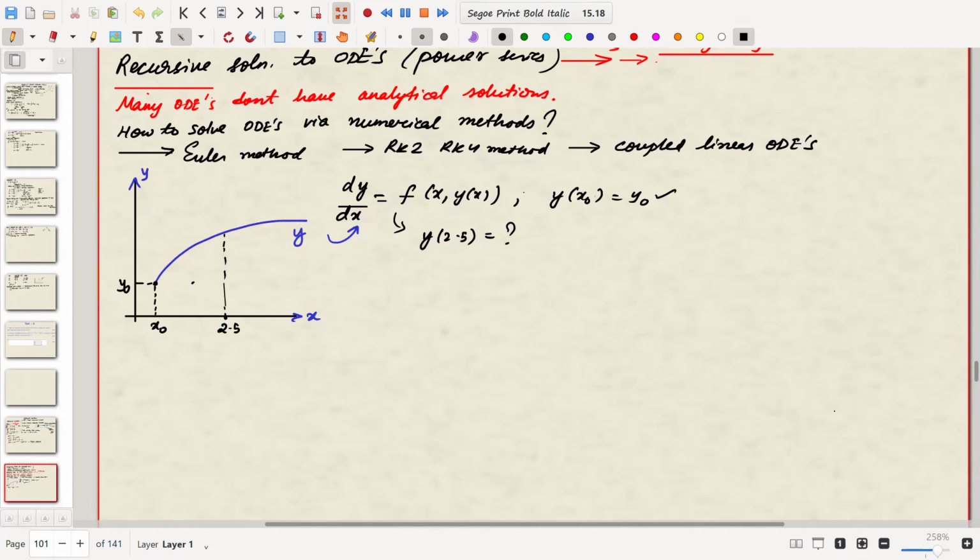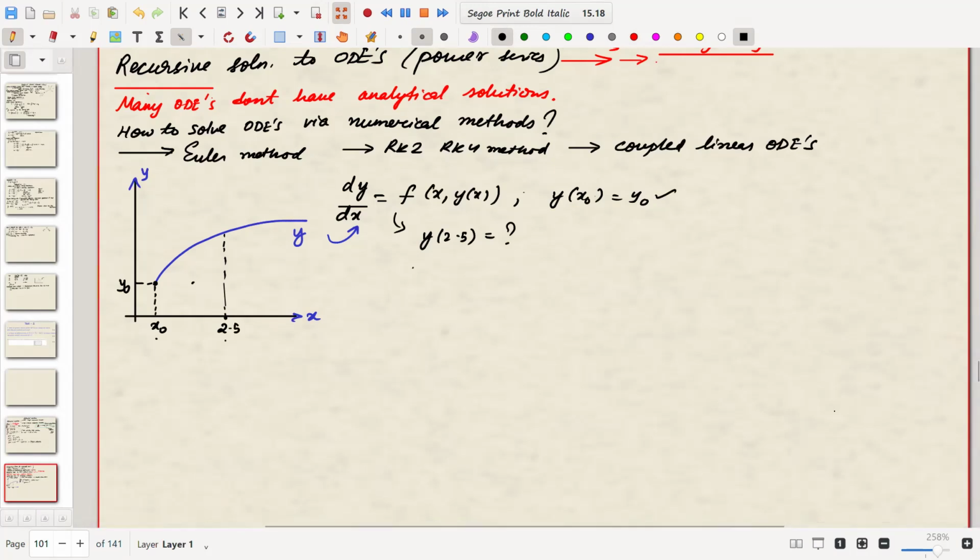See, what should be our general step? Given y naught, how can I predict? So we need to have a step size. You are starting from x naught here, and I want to go here, suppose. Shall I go like this? No, right? I can go like this, but it depends on my strength and all this. I cannot go there in one step. So what I need to do is take small steps. You can see x naught is here, 2.5 is here. It's very far. I have to take miniature steps. That is the step size.